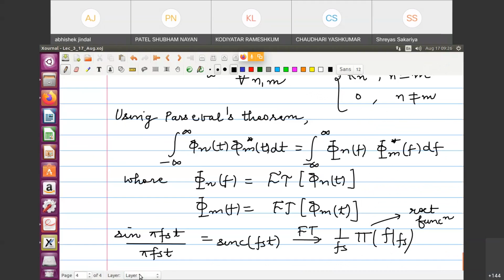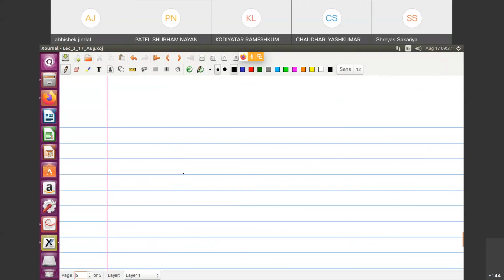What I am doing is that I am not writing the definition of the rect function. I think it should be clear. Basically, this is what it will take as value: 1 for minus fs by 2 to fs by 2. So this is the pictorial representation of this rect function. I mentioned that this is a rect function.